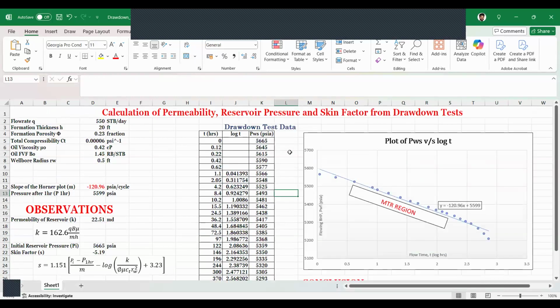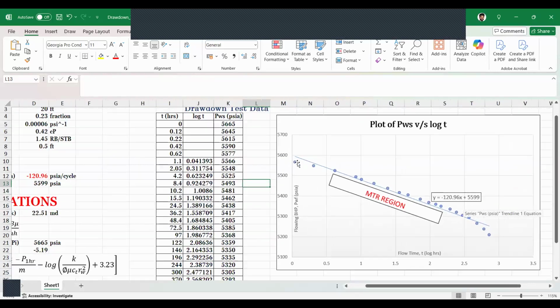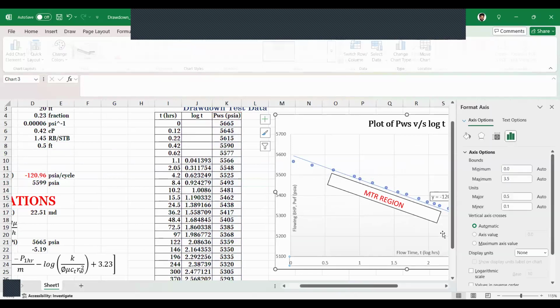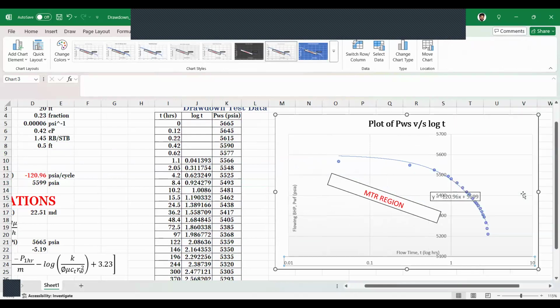Okay. So this example is from a drawdown test where you can see the pressure is dropping with time. Look at the plot carefully. This is the initial pressure in the reservoir when the gauge is parked, and then we are monitoring the flowing BHP with time. So this is log time. Log time is going up to 3 hours. Let's change it to logarithmic scale, for example.